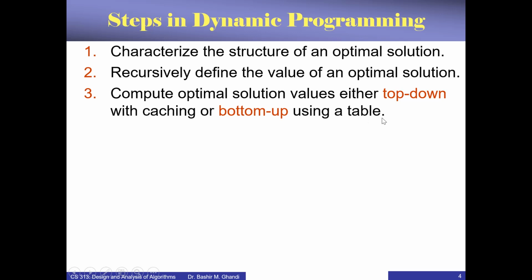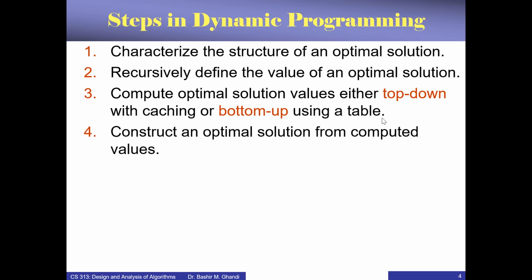Okay, the last step, step number 4, is constructing an optimal solution from the computed values based on the algorithm in step 3. So essentially this means tracing to find the options or the routes that are followed in obtaining the optimal solution. Again, this will make more sense actually after we take an example.